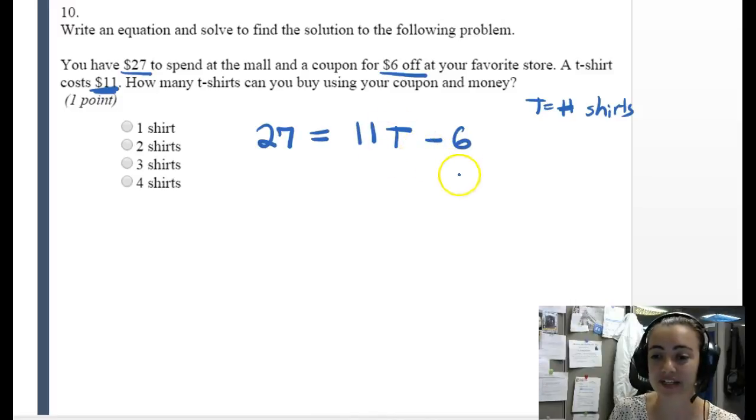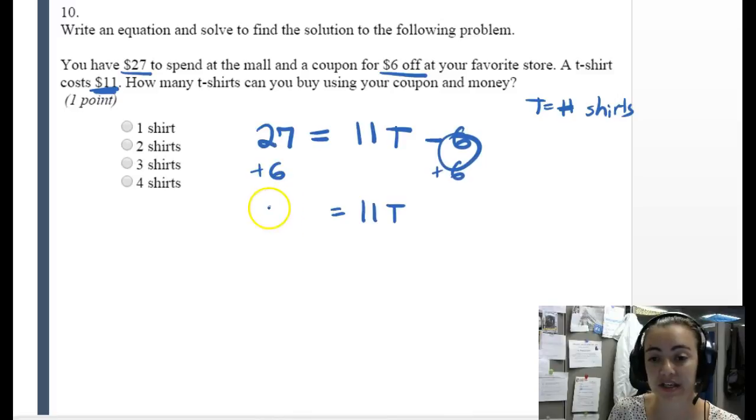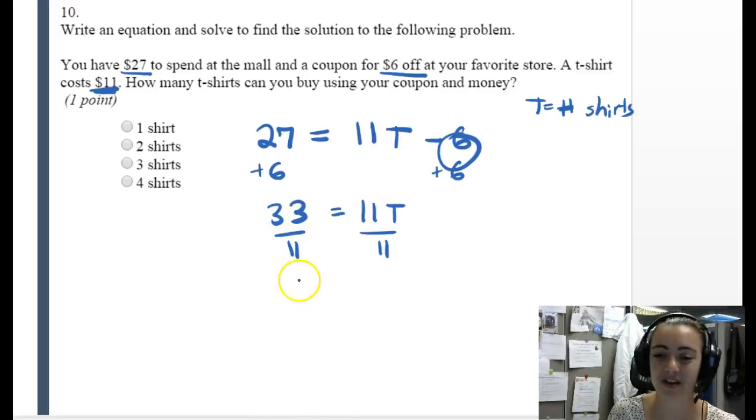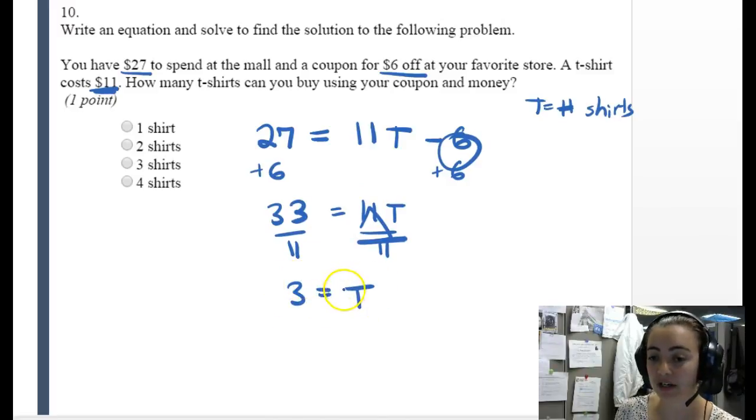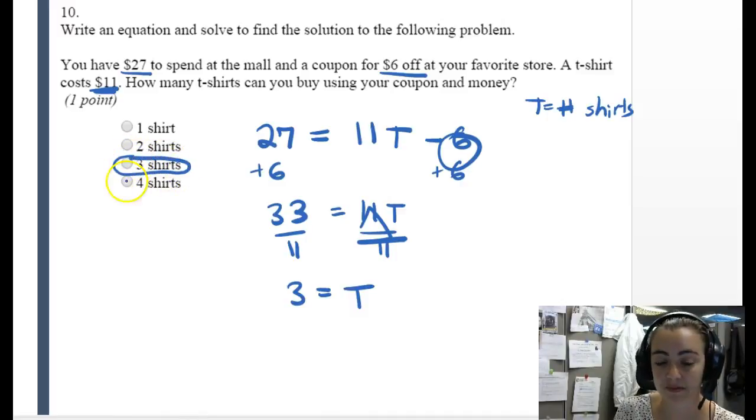In order to get t by itself, we'll add 6 to both sides. Negative 6 plus 6 is 0, so we still have 11t. 27 plus 6 is 33. Now the inverse of multiplying by 11 is dividing by 11. 33 divided by 11 is 3. 11 divided by 11 is 1. So t is equal to 3. Remember, t is the number of shirts, so we have 3 shirts.